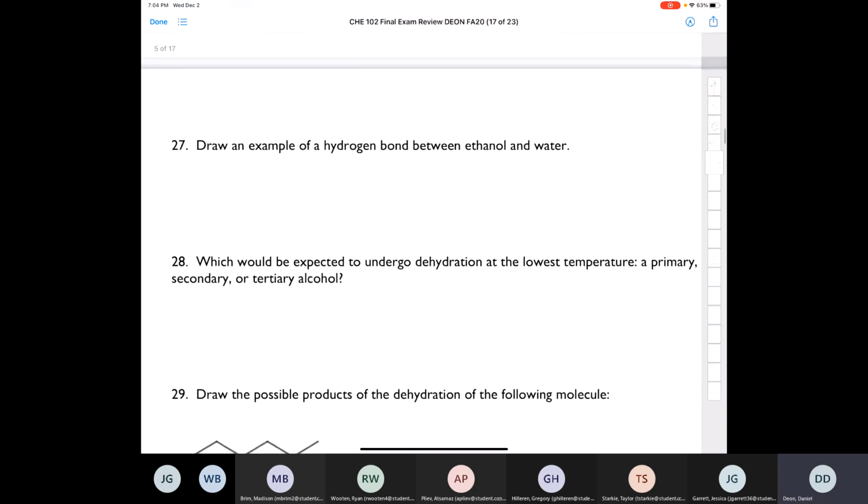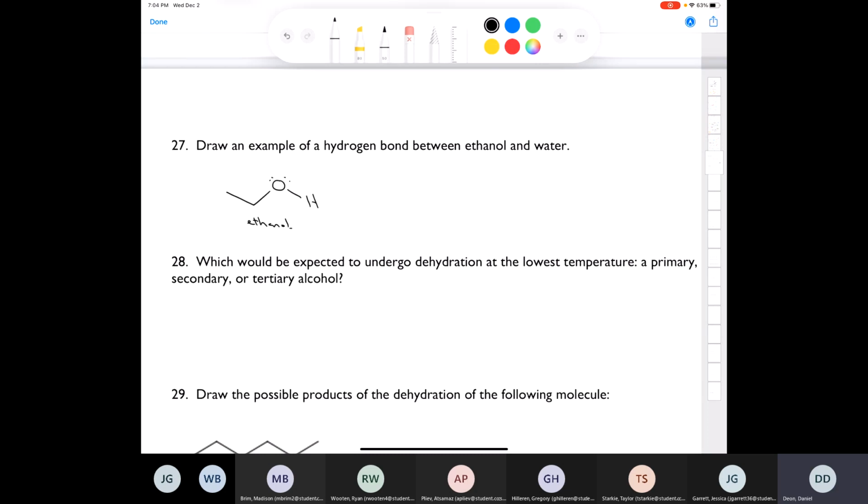Okay, let's try number 27. Draw an example of a hydrogen bond between ethanol and water. Look, I would expect anybody in this class to be able to go up to a student who's in chemistry 101, and teach them about hydrogen bonding and represent a molecule of ethanol. So first I'll draw ethanol, so here's my ethanol molecule. I'll draw a water molecule like this, and you could draw them any which way you want.